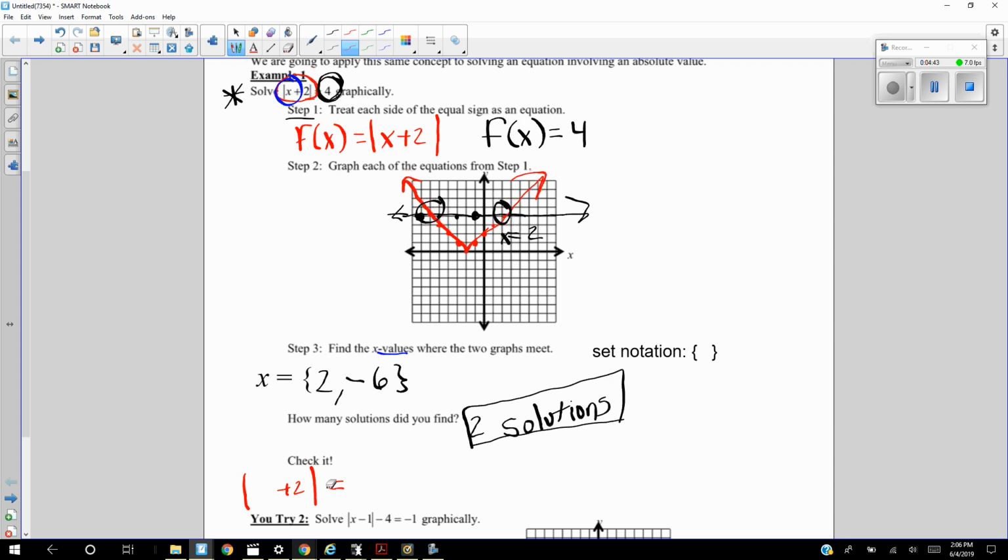So the first x value we're checking is +2. That we can see pretty quickly. The absolute value of 2 plus 2 is 4.